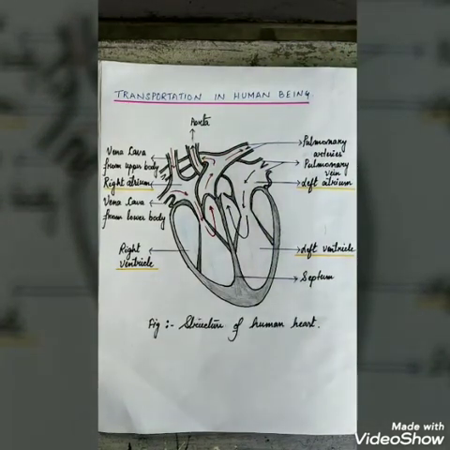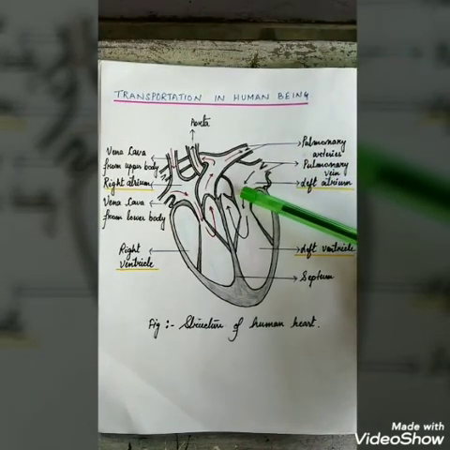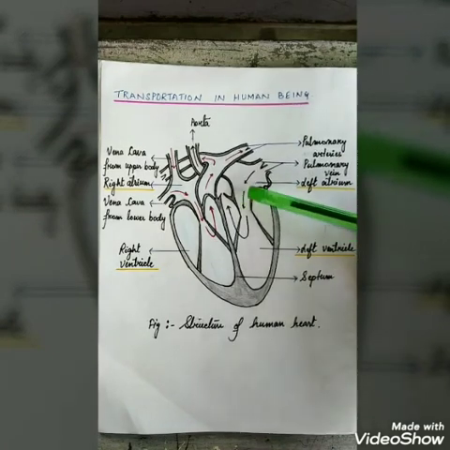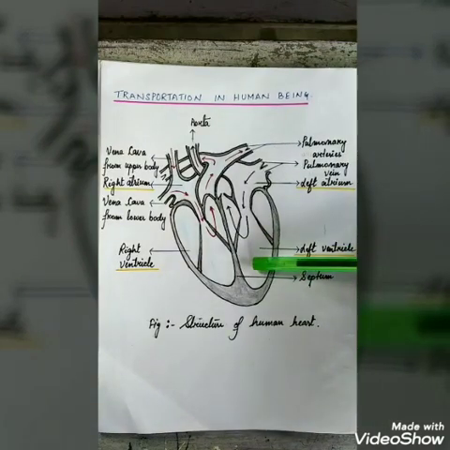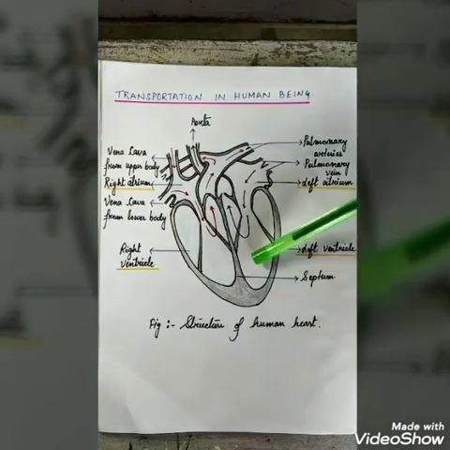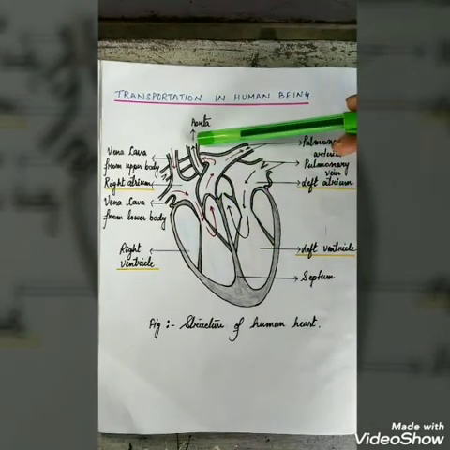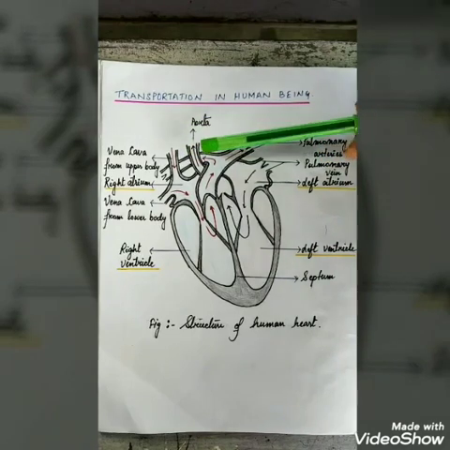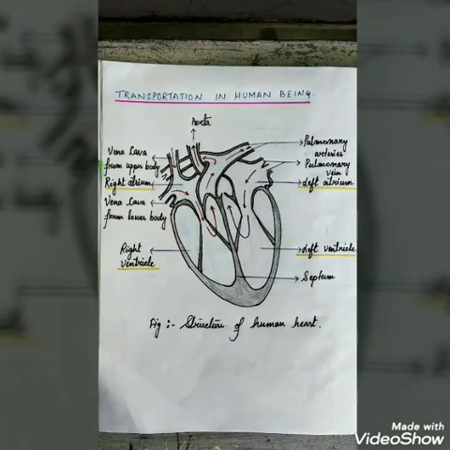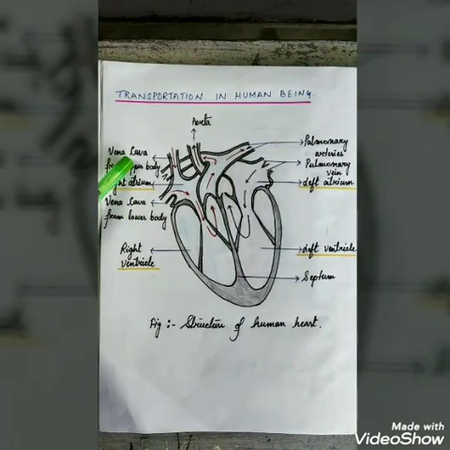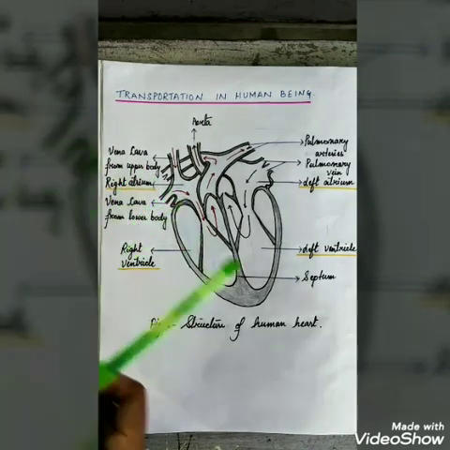From the lungs, through the pulmonary vein, oxygenated blood goes to the left atrium. When the left atrium contracts, what will happen? The oxygenated blood goes to the left ventricle, and from the left ventricle, the oxygenated blood is supplied or pumped to different organs of the body through the aorta. Through the vena cava, the deoxygenated blood from the upper body as well as from the lower body will flow to the right atrium.